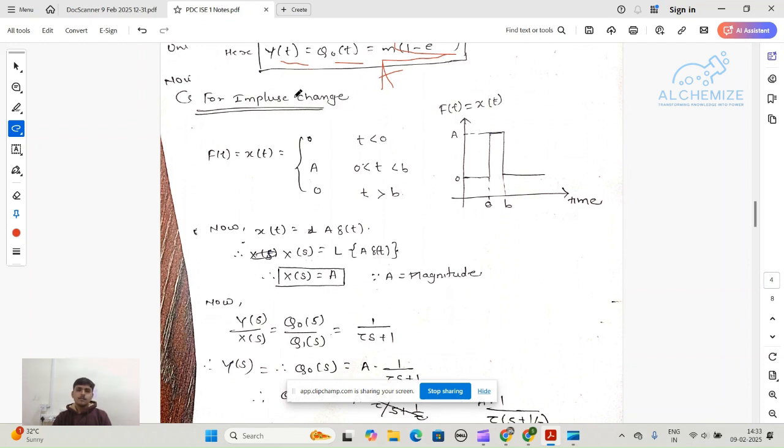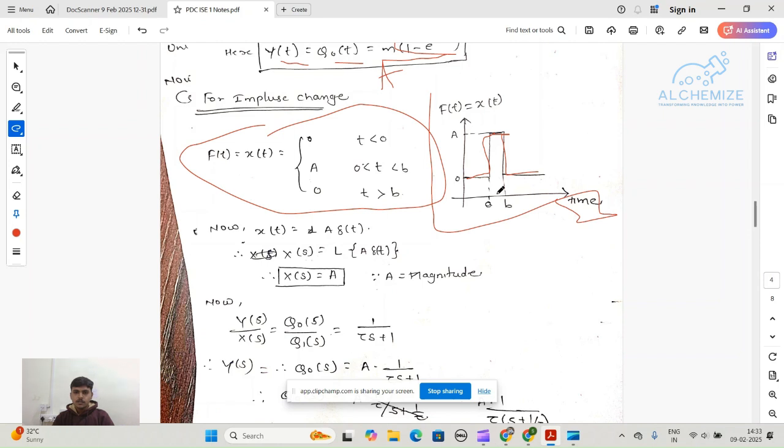Now for impulse change. So for a first order system, the impulse change is like slightly impulse, then again at a steady state condition. So this is the graphical representation of the impulse function. And here I will explain how it comes in a picture. So you can see that from 0 to b, from here is also 0, from 0, that is t.